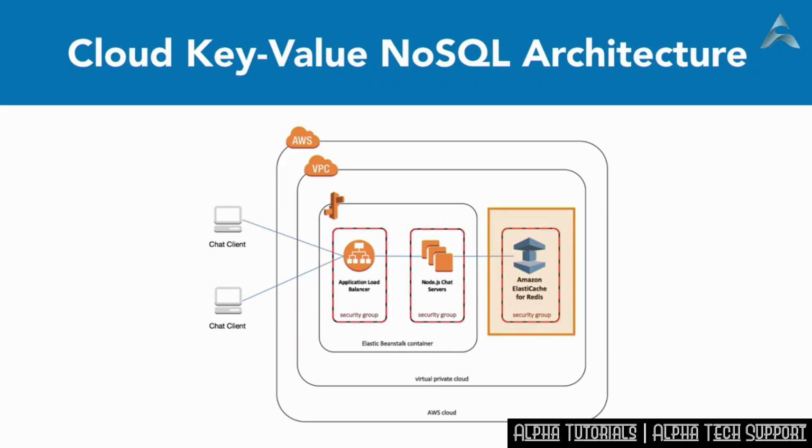So you've got chat clients going to the Amazon cloud, and inside of a VPC, inside of Elastic Beanstalk, which is websites as a service, if you will, you're running a Node.js application. So those are the chat servers, the front end, and they have an app load balancer, an ALB, on the front. And they're in two separate security groups, which is a best practice. And then you can see in a separate security group, you have Amazon Elasticache for Redis.